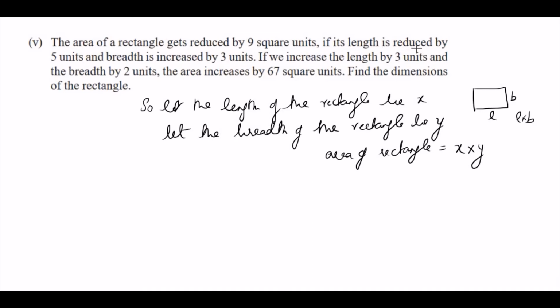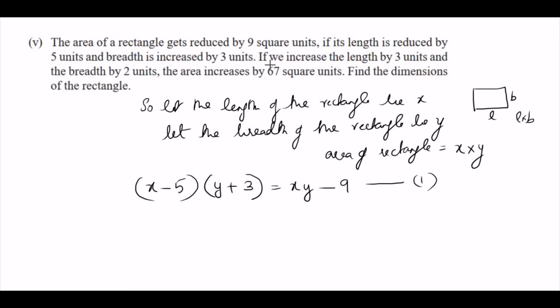So if you reduce the length by 5 units, the length is x, so the length becomes x minus 5. And if you increase the breadth by 3 units, breadth is y, so y plus 3. The area gets reduced by 9 square units. So when x and y are the length and breadth, the area is xy. When you decrease the length by 5 and increase the breadth by 3, the area gets reduced by 9. So this is our first equation.